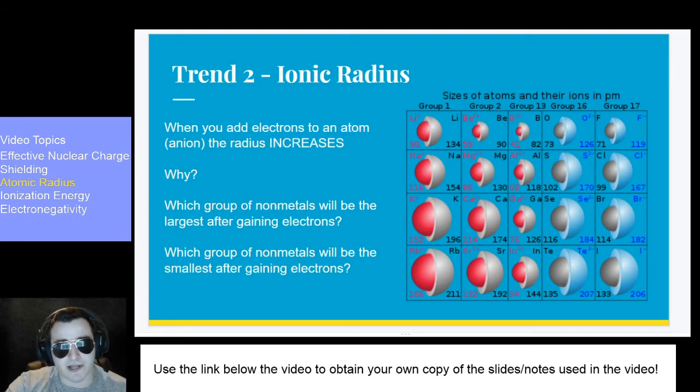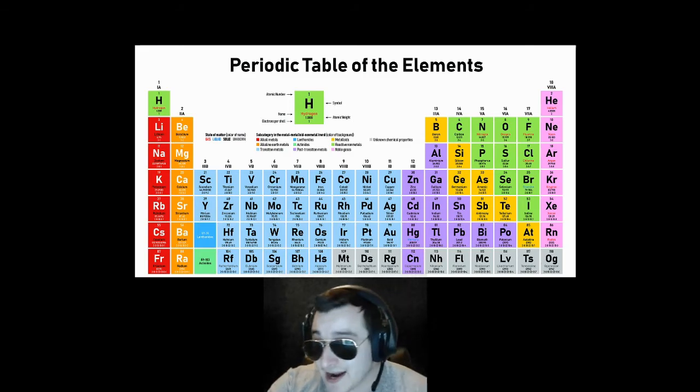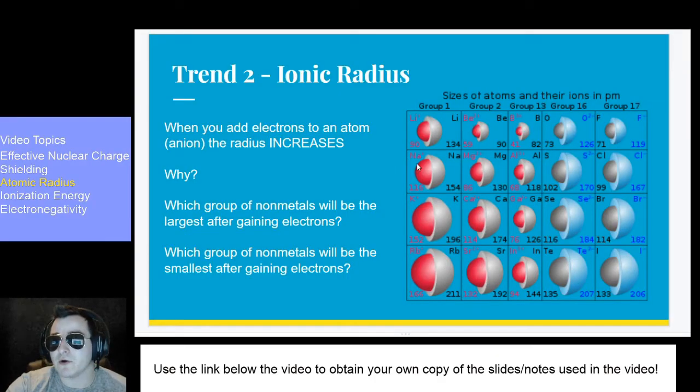And so now we go to the next slide, which is going to ask, of course, the exact opposite, right? Which group of nonmetals will be the largest after gaining electrons? It's going to be the group that gains the most electrons, which if we're looking at the periodic table, the nitrogen family wants to gain 3 electrons, and so they will be the largest typically after gaining their electrons. Which group will be the smallest after gaining electrons? Well, the group that only gains 1 electron, and those are your halogens.